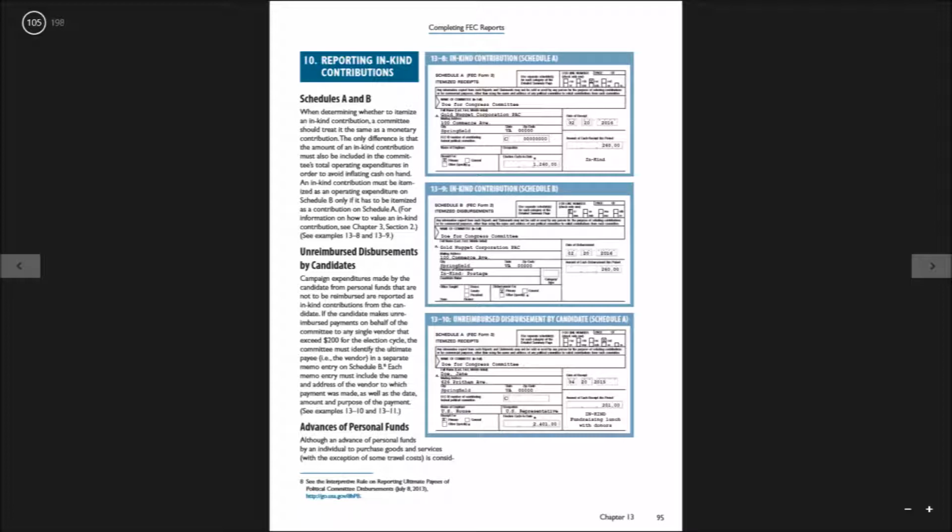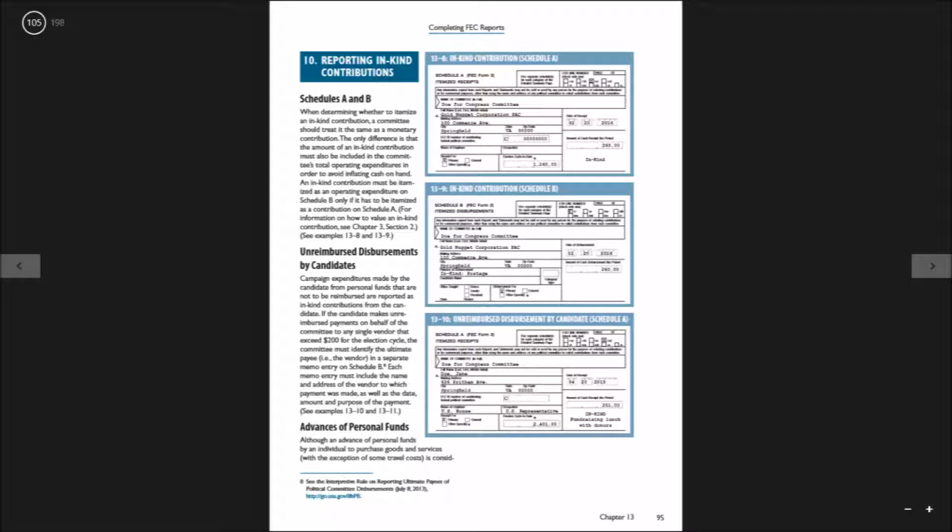Unreimbursed disbursements by candidates. Campaign expenditures made by the candidate from personal funds that are not to be reimbursed are reported as in-kind contributions from the candidate. If the candidate makes unreimbursed payments on behalf of the committee to a single vendor that exceeds $200 for the election cycle, the committee must identify the ultimate payee, i.e. the vendor, in a separate memo entry on Schedule B. Each memo entry must include the name and address of the vendor to which payment was made, as well as the date, amount, and purpose of the payment.